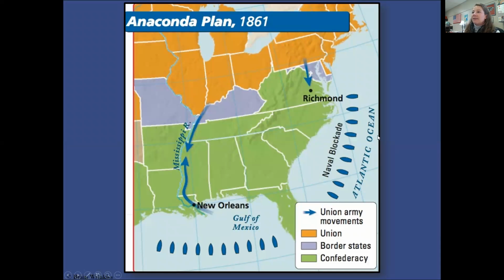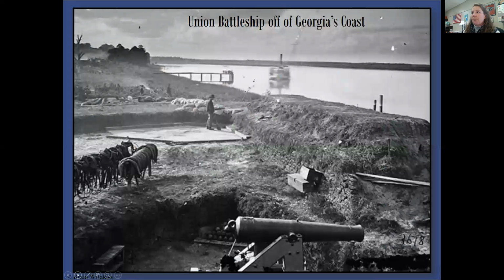So basically they got their Navy ships and they parked them right off the coast around the South, and anytime they saw a Southern ship about to leave one of the ports, they would intervene and they would take it over, or they would fire upon it. But basically they kept those Southern ships from leaving the ports, and it was a very successful strategy.